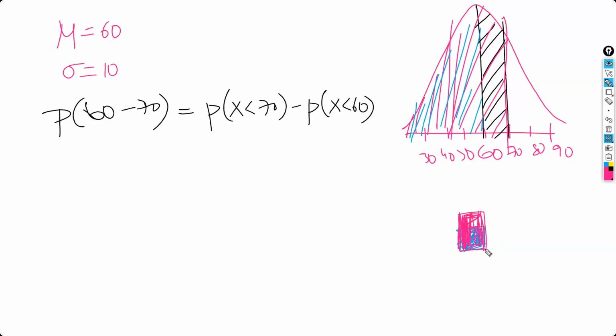Now I want this portion only. I don't want the blue portion. I want only this one. What I have to do? Subtract. What you are going to subtract? Big area minus small area. Is that clear?